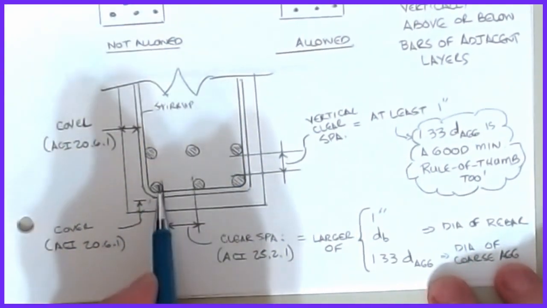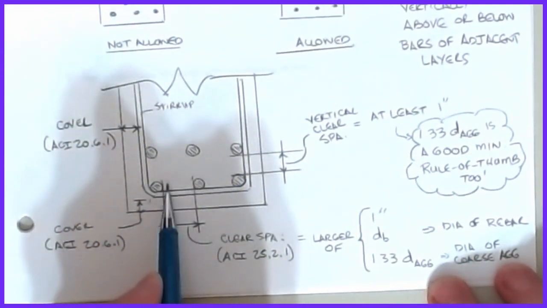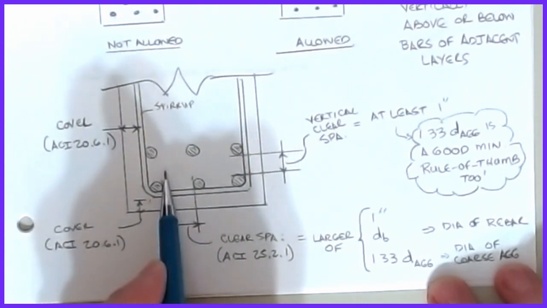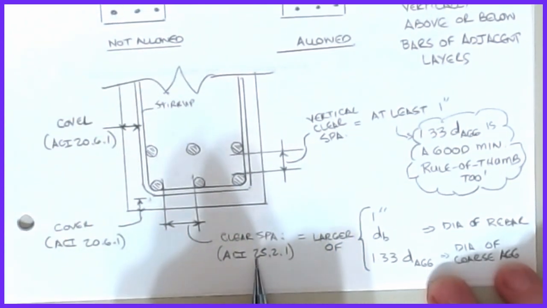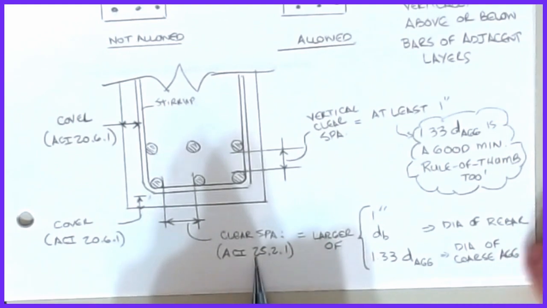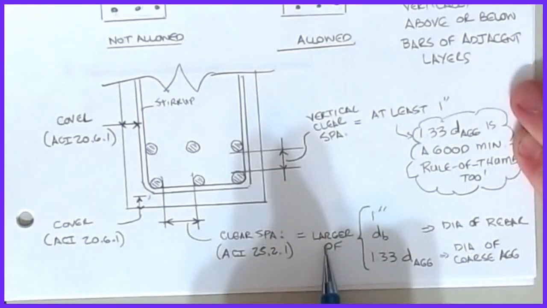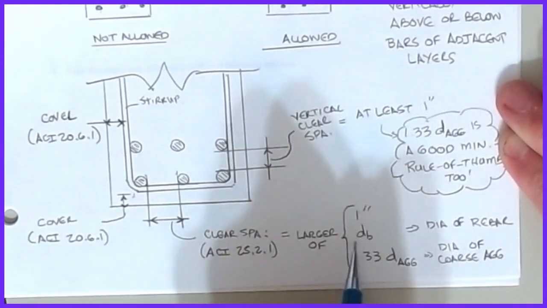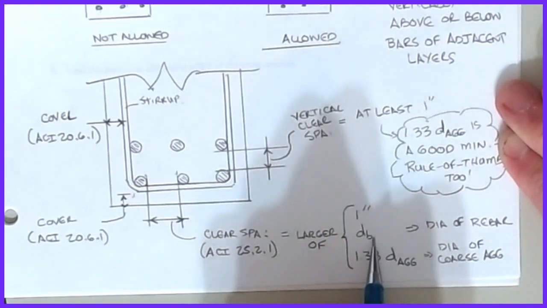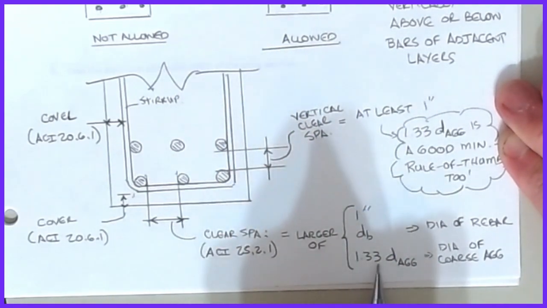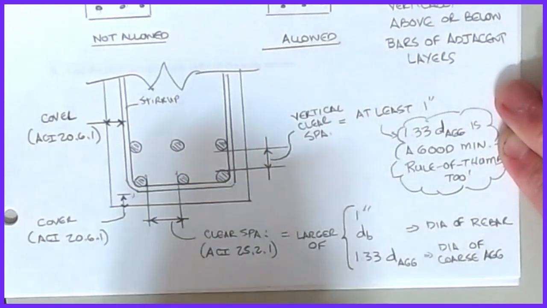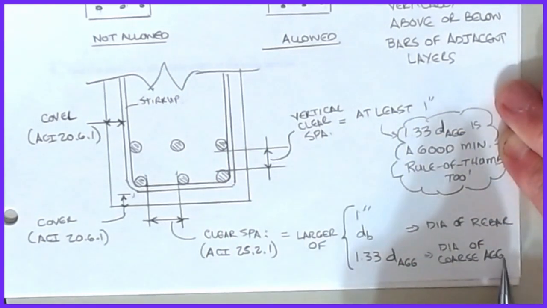The clear spacing between bars, for the reasons that we talked about, a rock getting in here and bridging over this, is set in 25.2.1. That requirement says it's the larger of three values: 1 inch, the diameter of the bar, or 1.33 times the max aggregate size, the diameter of the coarse aggregate. So that's a pretty good provision.